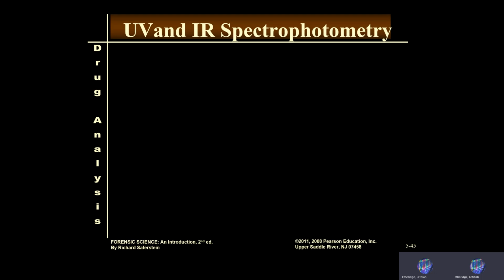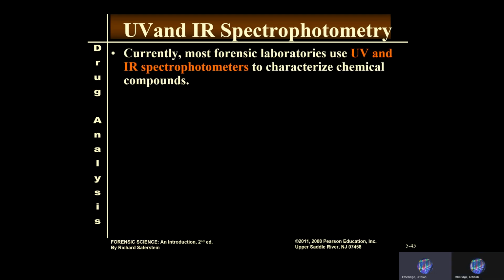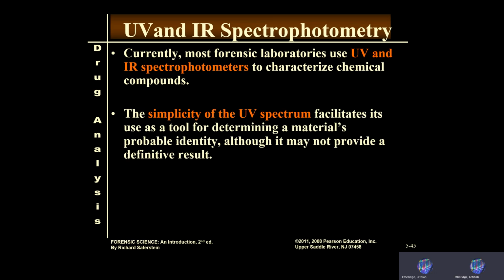So let's talk about UV and IR spectrophotometry. Most forensic laboratories use these 2 spectrophotometers to characterize different chemical compounds. The simplicity of the UV basically makes it a great tool for determining the material's probable identity, okay? But because it's less complicated than IR or some of the other methods, a lot of times you may not get a definitive result. You're going to have to perform a UV spec, and then do something else to get a definitive or confirmatory result.